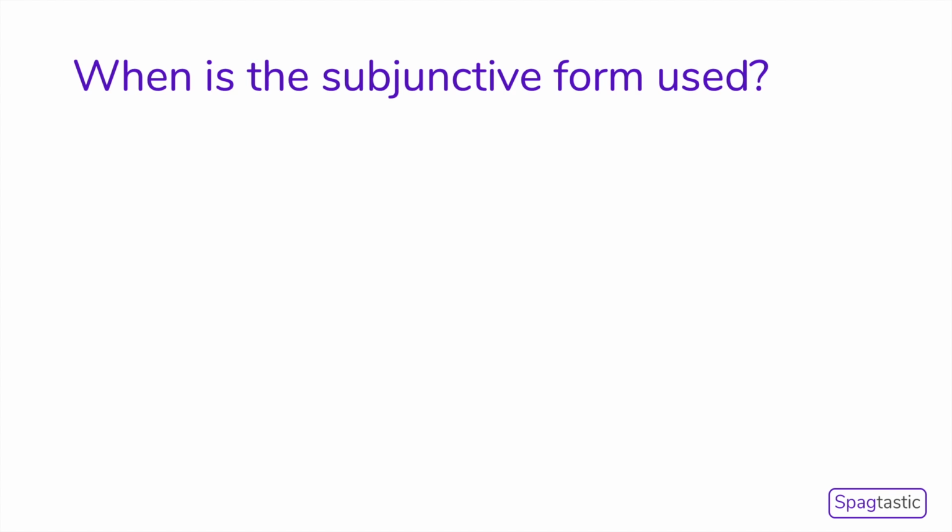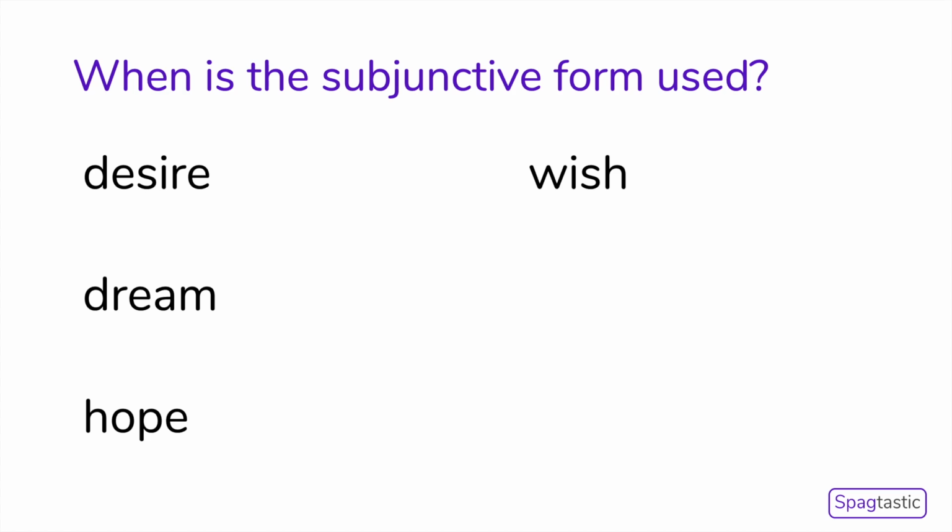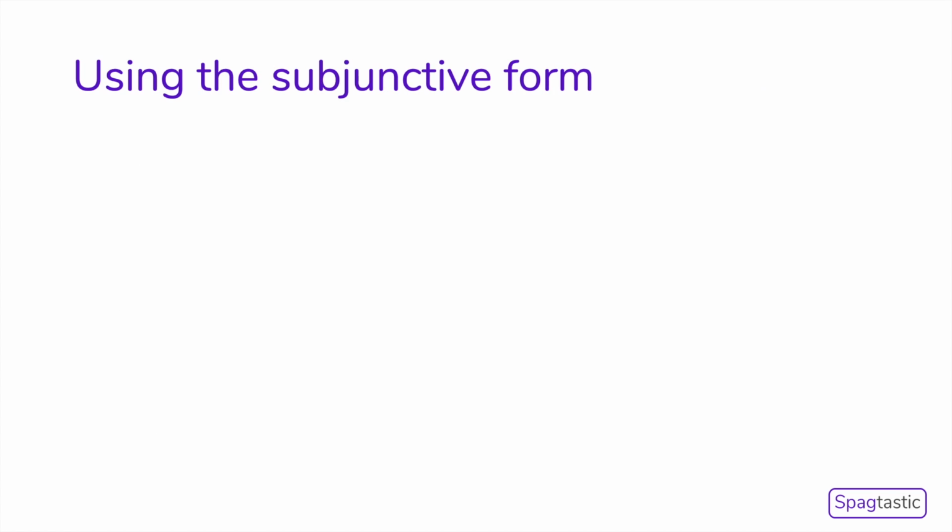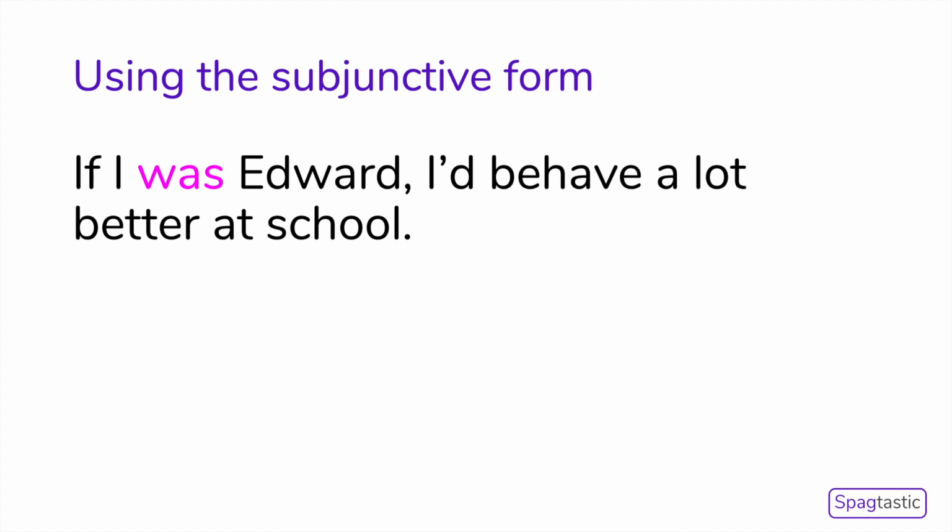The subjunctive form is also used to express a desire, a dream, a hope, or a wish for the future. Here are some examples of how we can use the subjunctive form when we wish, hope, dream, or desire something. Let's look at the sentence. If I was Edward, I'd behave a lot better at school.